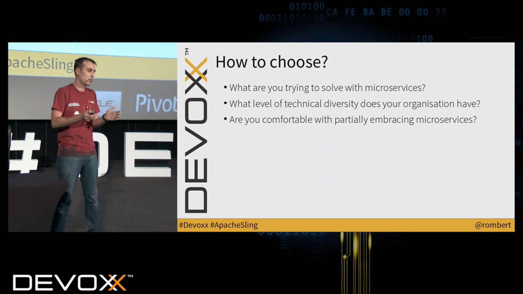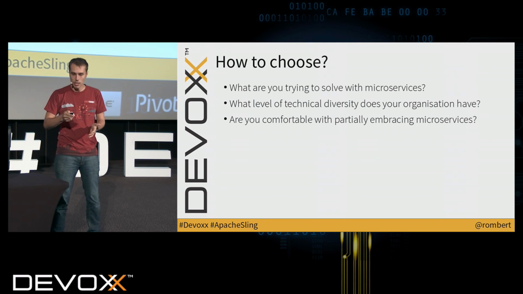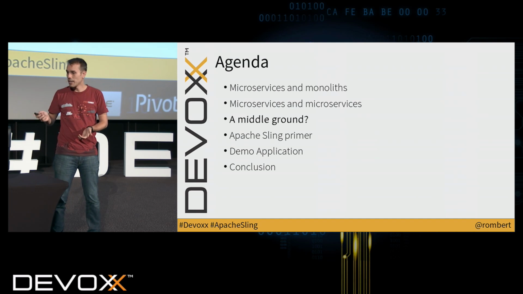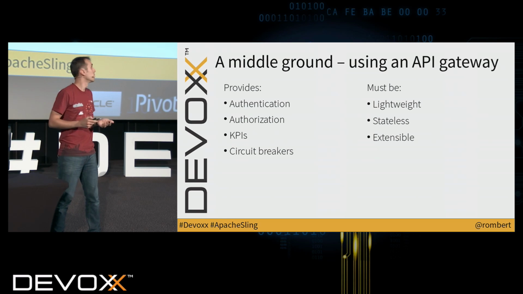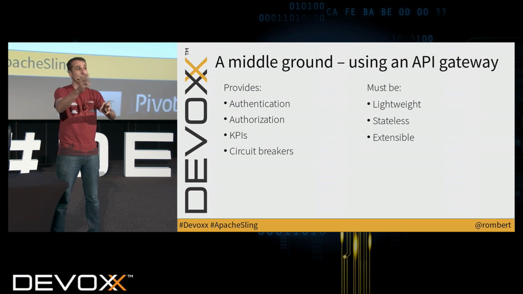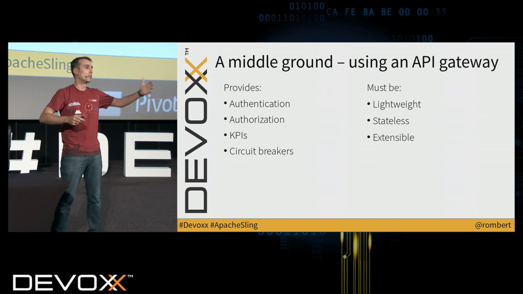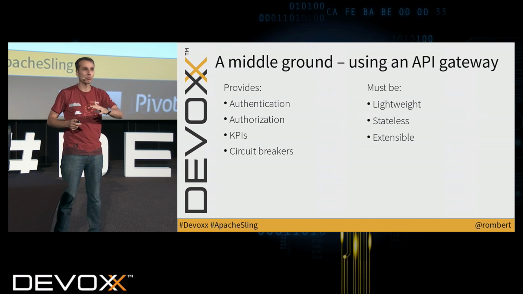The point is, microservices are not an all or nothing approach. There are gradual approaches to microservices. And one of these is the middle ground. And that's using something called an API gateway. An API gateway is basically another layer which sits between your microservices, communicating amongst each other, or between your client application and your microservices.